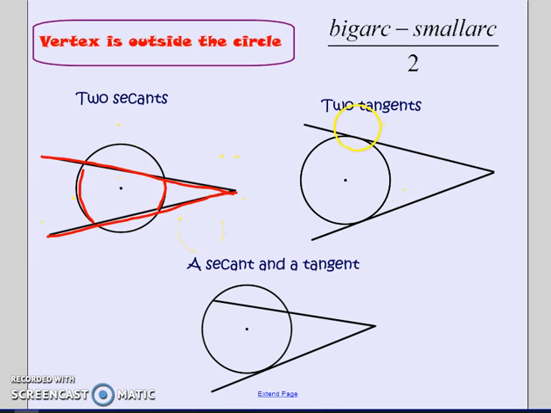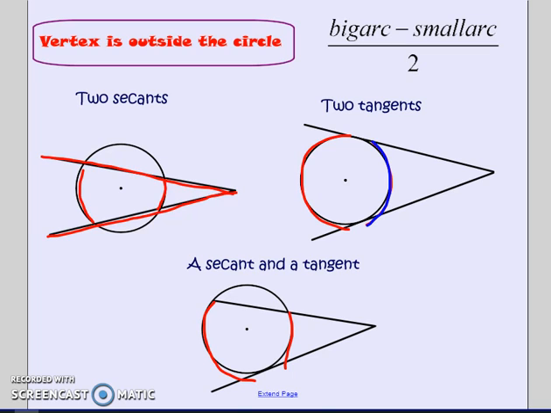If we have two tangents, then there's really only two arcs, our major arc and our minor arc. And these are going to be the two arcs that we use because there's only two. So we're going to take that one and that one. And then our last one, we have a secant and a tangent. So there's 1, 2, 3 arcs. And the key to these is always finding the right two arcs. So it's always the two arcs that are in between the two sides that make up our angle.